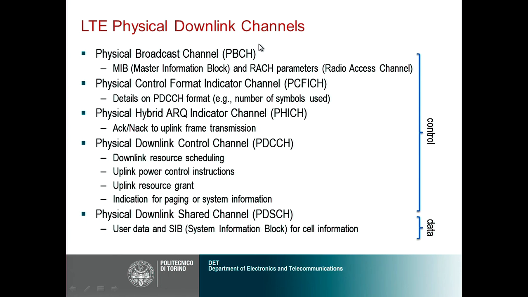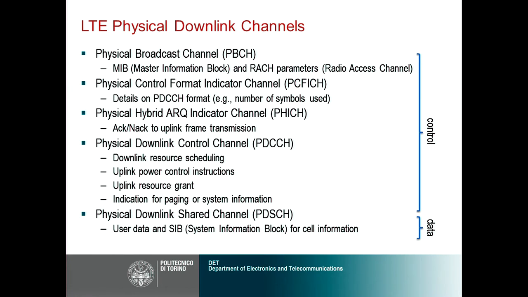One of the most important of these channels is the PBCH, the physical broadcast channel, because it carries the master information block and the RACH parameters. The master information block is like the introduction of the cell. It allows your phone to know what cell it is under. So when you're roaming, your phone doesn't know, of course, where it is, unless it listens to what is being broadcasted. And the identity of the cell is carried by the physical broadcast channel.